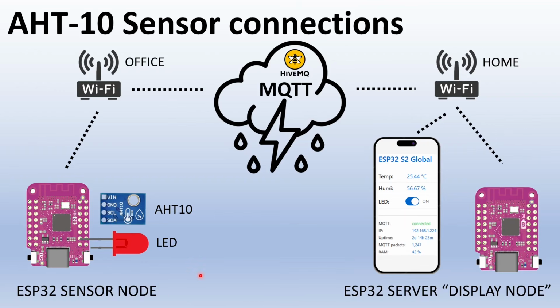Here you see the whole system. On the left side you see the sensor node with an ESP32, an AHT10 humidity and temperature sensor and an LED. The sensor node is at a remote location, let's say the office. On the right side is the ESP32 display node, which is an ESP32 serving a web page which you can view with any phone, laptop or tablet connected to the Wi-Fi network.